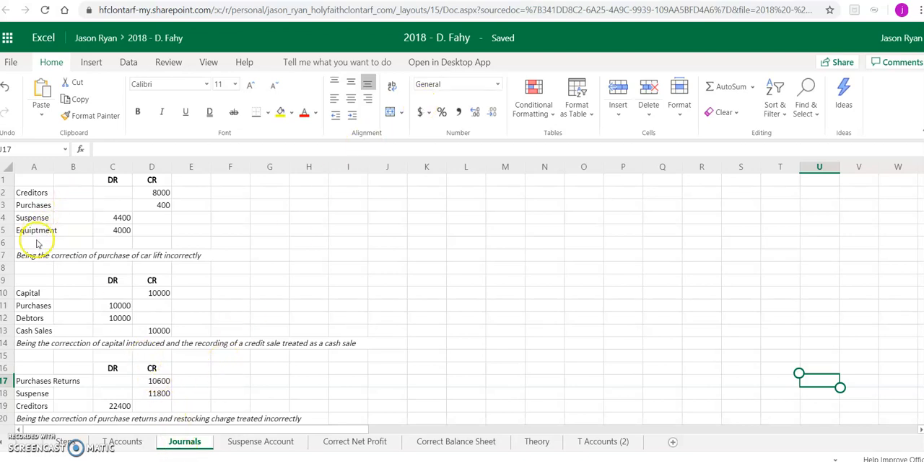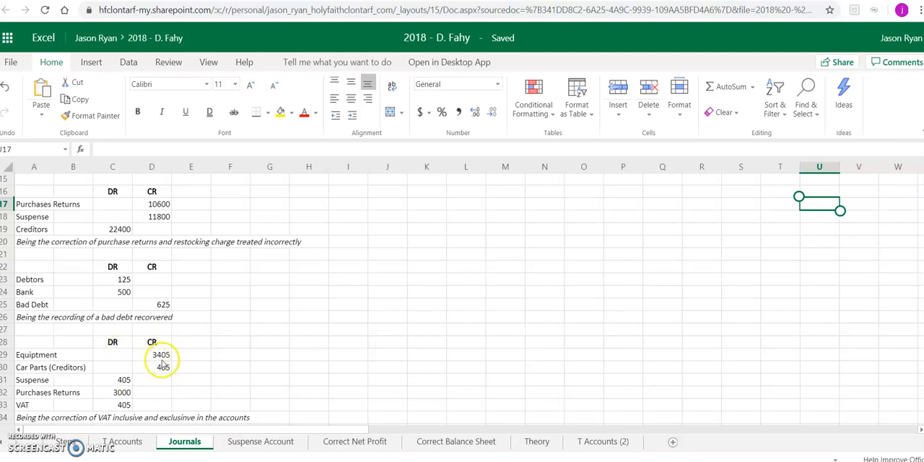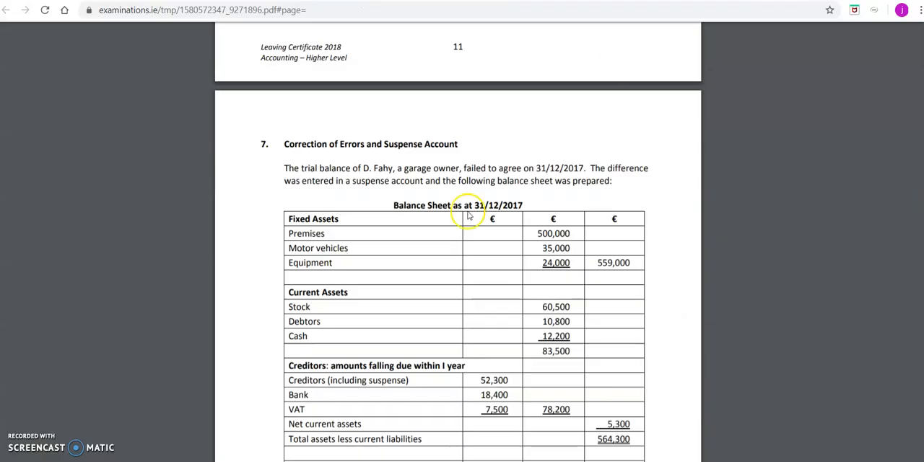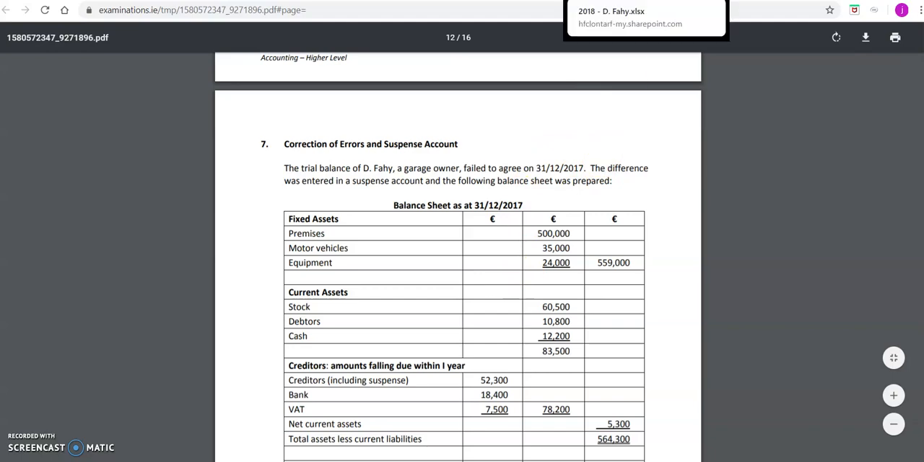Head equipment, the first question. So it's debit, 4,000. Have a look down and see if you have any more equipment. Your equipment here, credit, 3,400. So it's on the debit side, we're going to increase the asset. It's on the credit side, we're going to decrease it. So our motor vehicles, as per the question, 24,000. So you're going to add on 4,000, take away 3,400, and get 24,595. That gives it fixed assets then of 559,595. Current assets then, stock stays the same, so we didn't have any adjustments.